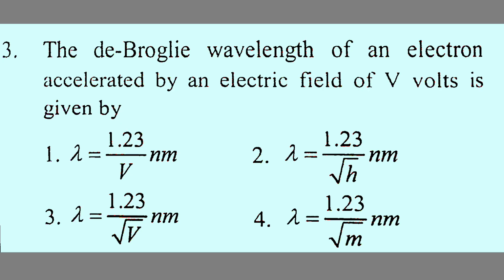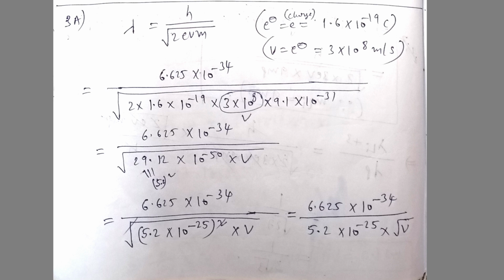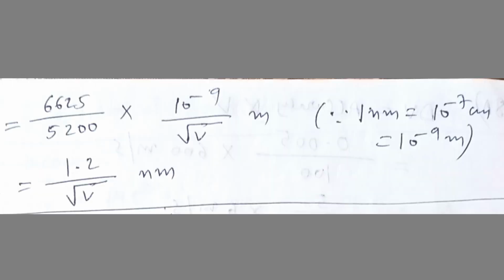Now the next problem is, the De-Broglie wavelength of an electron accelerated by an electric field of V volts is given by. Now let me do the answer. First let me write the values which are given in the question. Now all these values we have to substitute in this formula, then we get the answer.